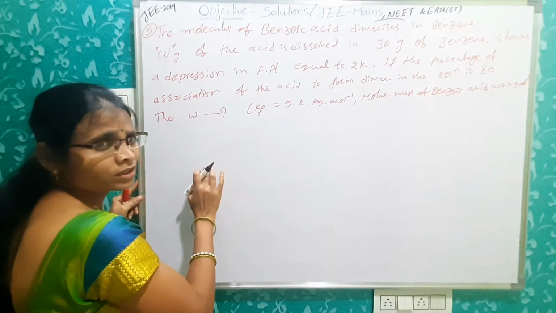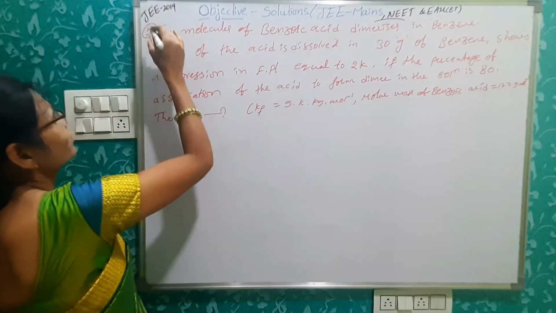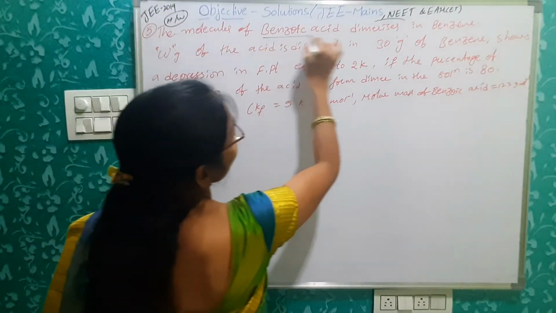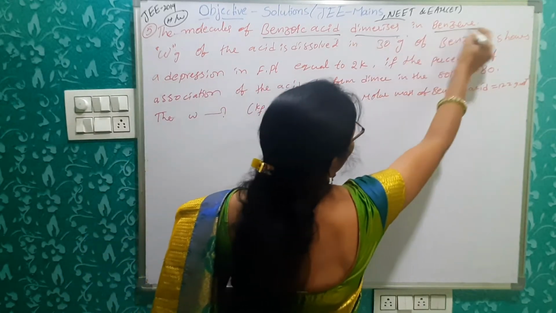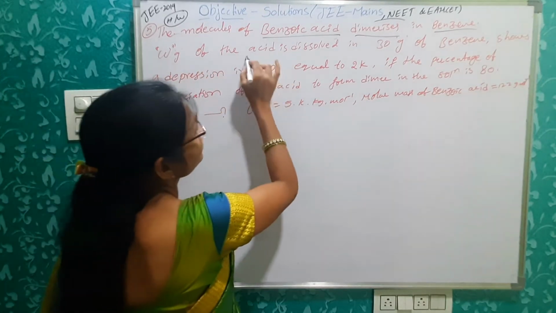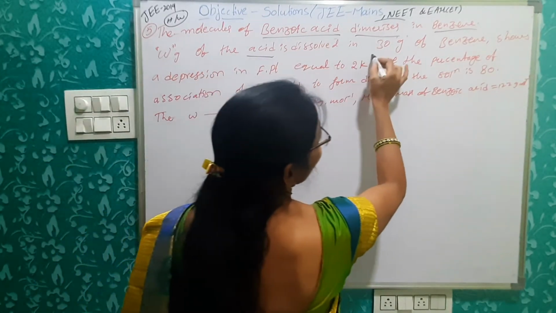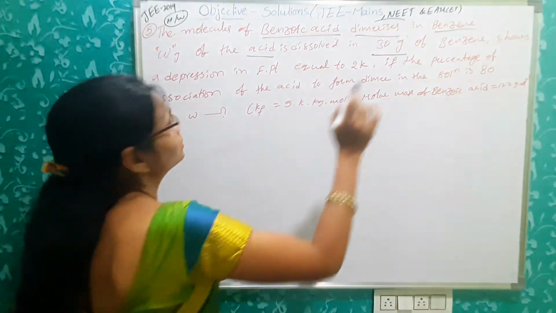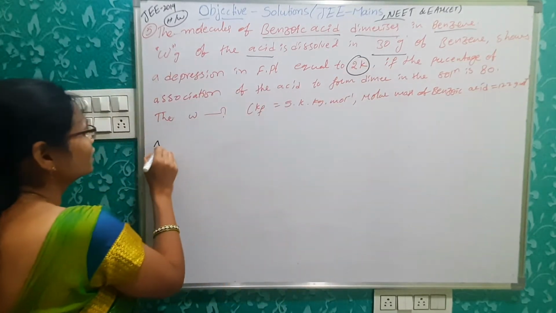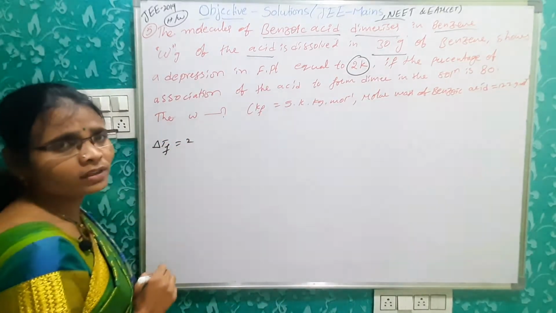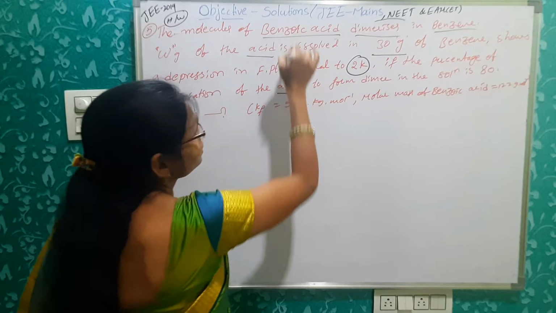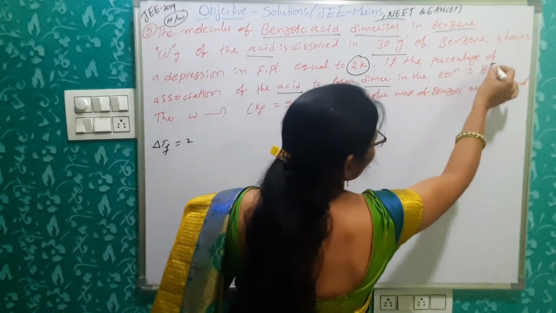Next. Now next problem. It is similar to the before problem, the fourth problem. So you have to do it. I will give you a hint. Okay. Now molecules of benzoic acid dimerize in benzene. Same. W grams of the acid, meaning benzoic acid, is dissolved in 30 grams of benzene. It shows depression in freezing point equal to 2K, meaning delta Tf is given as 2 kelvins. If the percentage of association of the acid, benzoic acid, to form a dimer in the solution is 80%.